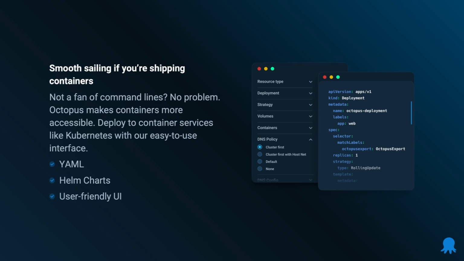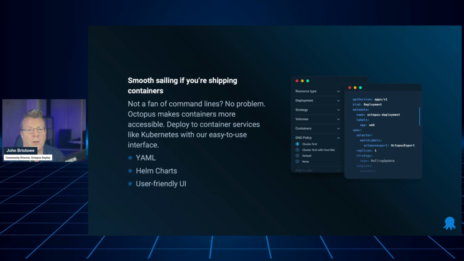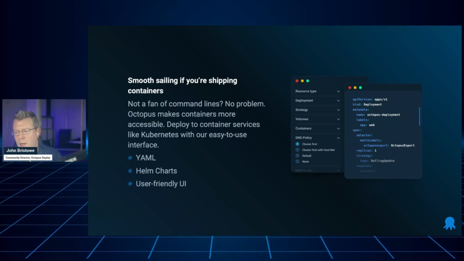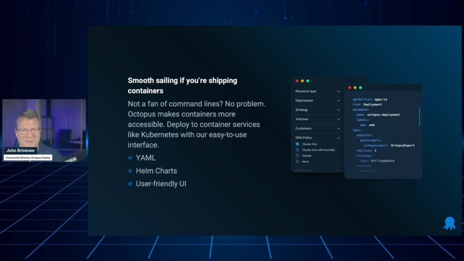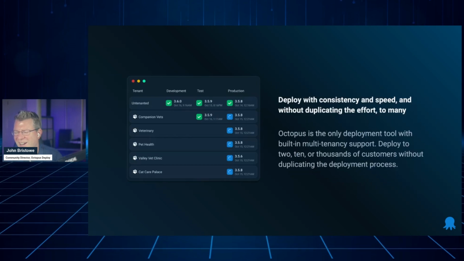The other thing is, if you're targeting containers, Octopus is a really solid solution for executing against Kubernetes, for example. We have integration with YAML, we have integration with Helm, and we can surface these in a very nice UI, which you've seen already. Again, if you're running on cloud, you'll get the new version of the UI.